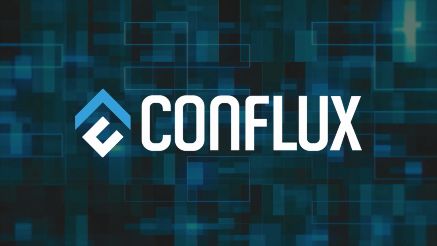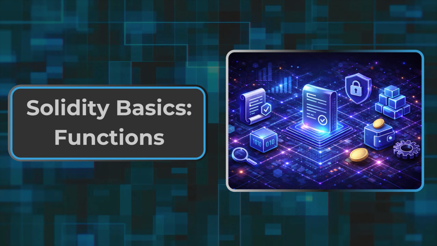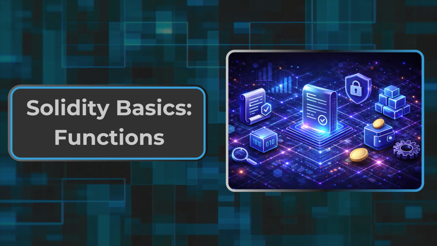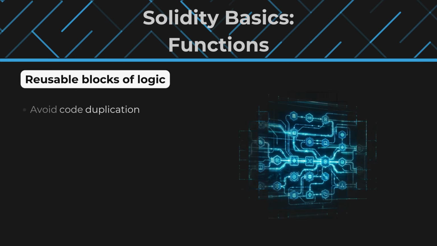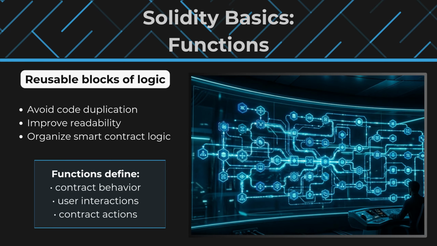In this video, we're going to talk about functions in Solidity. A function is a reusable block of logic. Instead of repeating the same code in multiple places, you write it once and call it whenever you need it. Functions are the core of a smart contract because they define what the contract can do and how users or other contracts can interact with it.